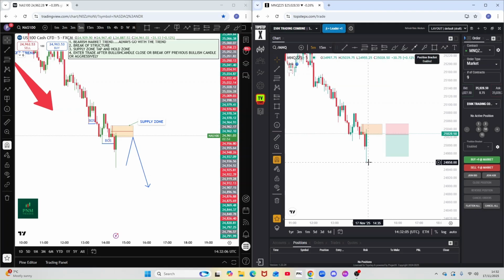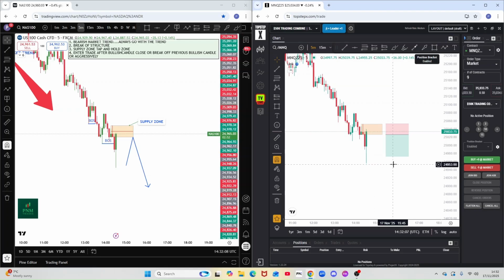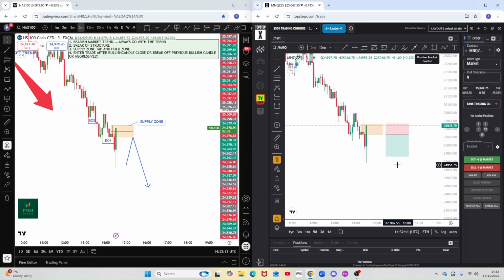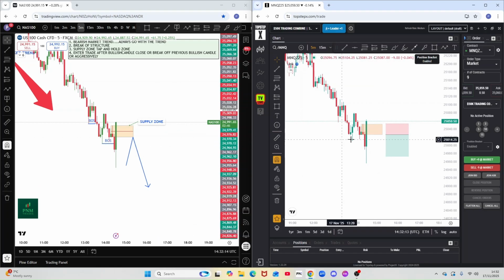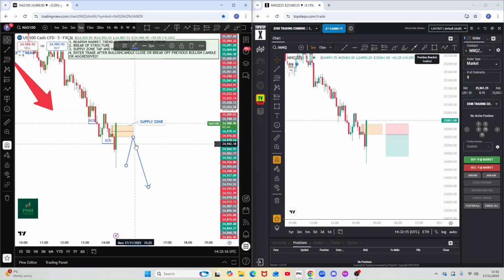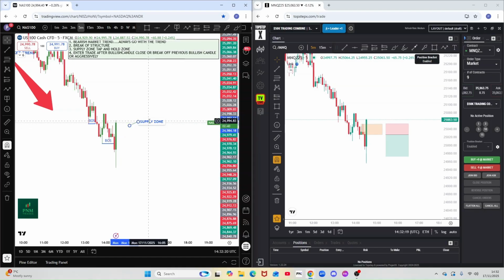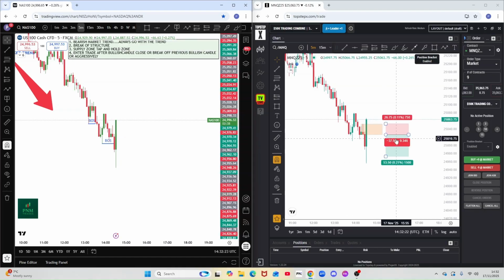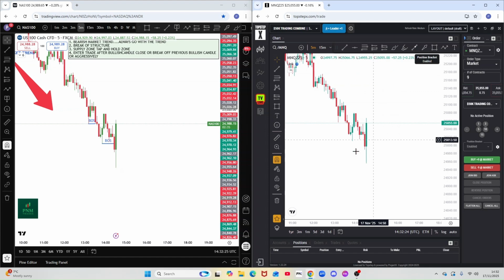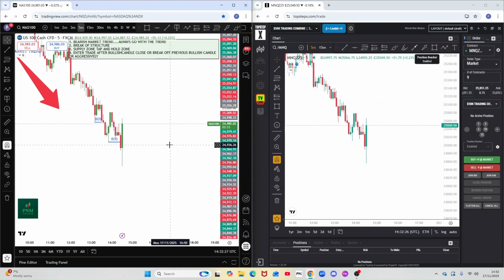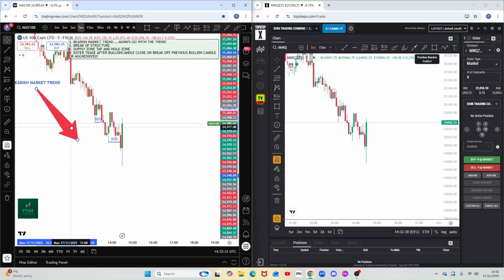So now we have a tap. Let's see what price will do. So we'll see if the price will invalidate. That's it. Now I'm not interested in that supply zone. That's it. I'm just waiting now. We delete the zone. We wait again. Keep waiting.